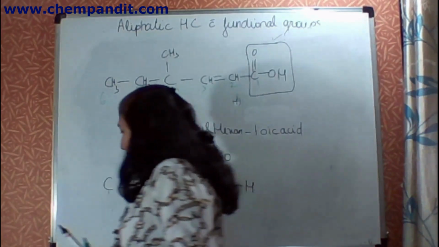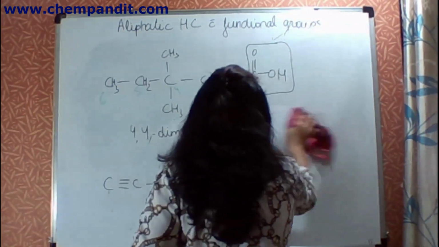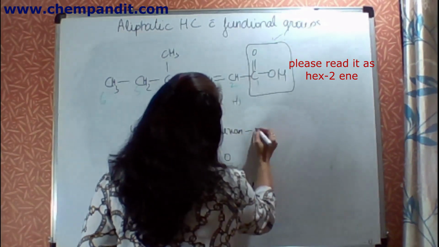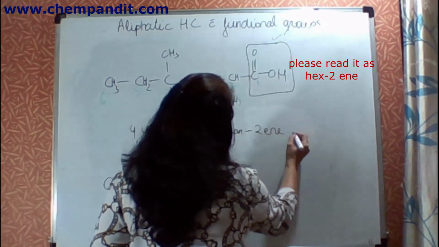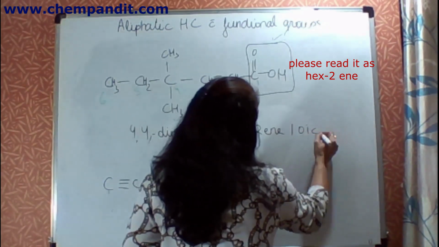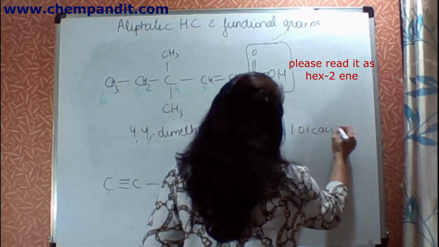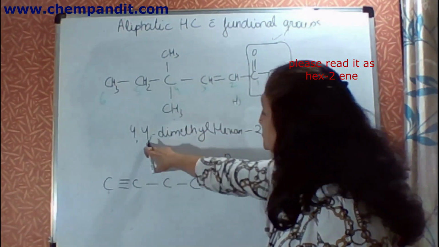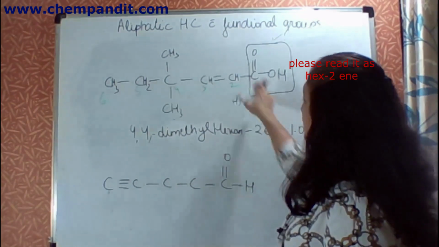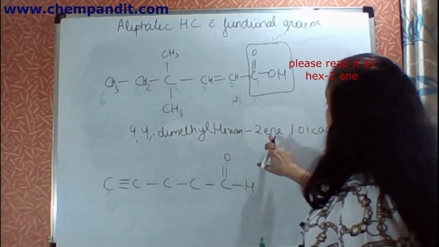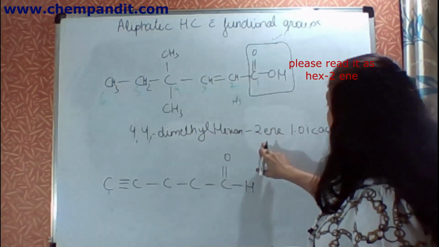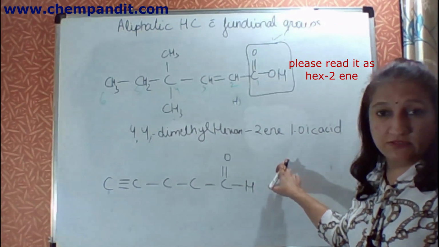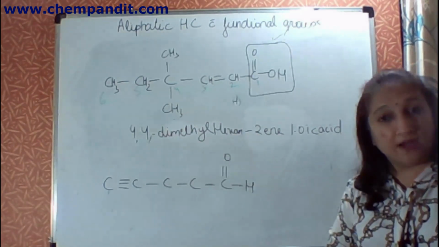Sorry, I forgot to tell you the double bond. The name will become 4,4-dimethyl hexane-2-ene-1-oic acid. This is the name of this compound. 4,4-dimethyl are the substituents and their position. Hexane because we have 6 carbon atoms. Double bond at 2 position, 2-ene, and oic acid, the carboxylic group, at 1 position. So this is the final name of this compound.